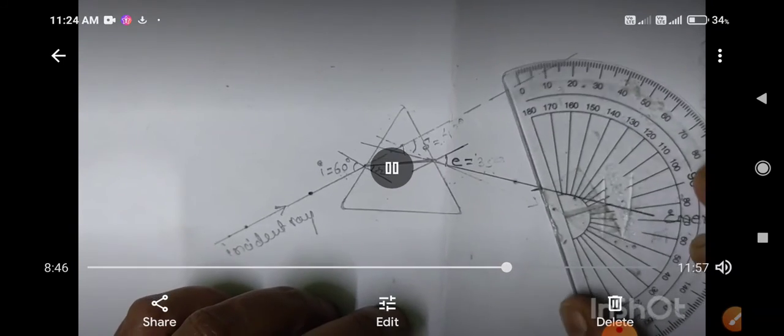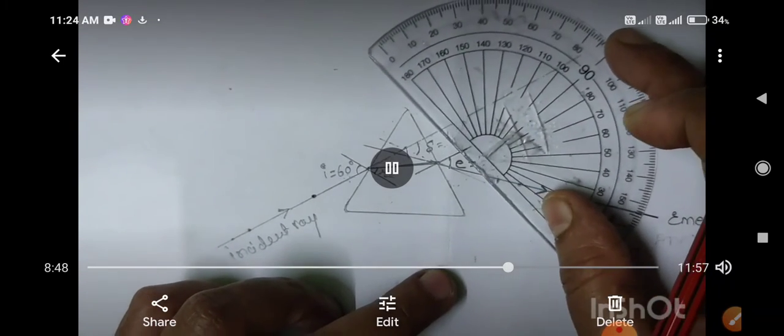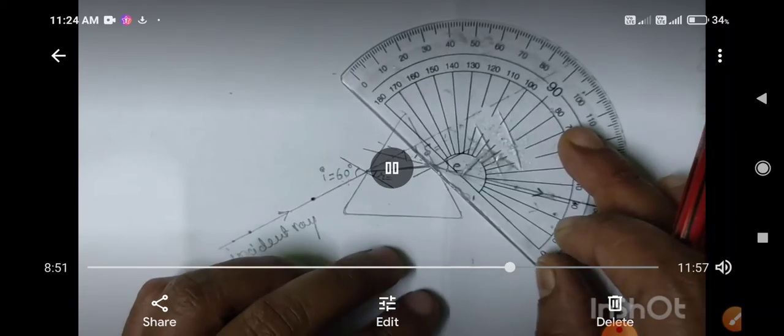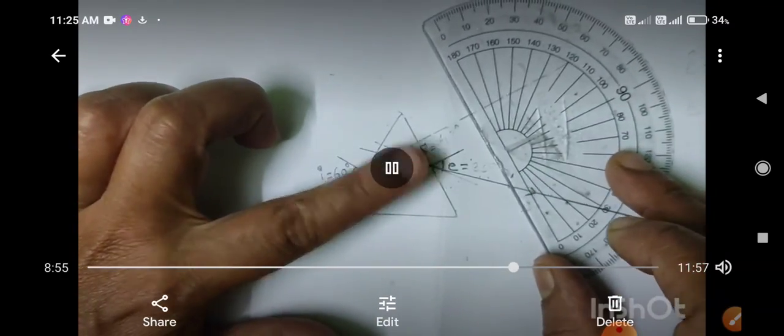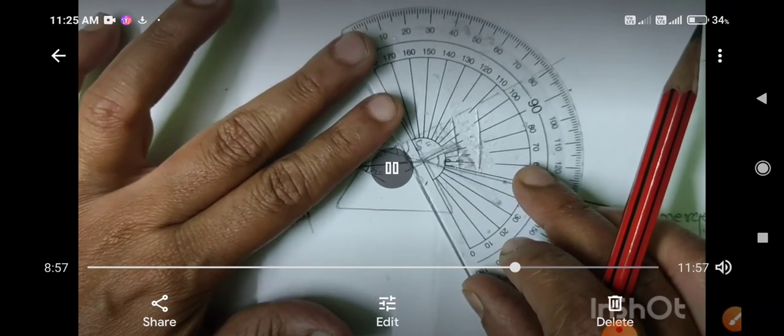And now we'll find out the angle of emergence. We'll find out the angle of emergence by keeping this protractor in such a way that this point should be exactly at the normal.